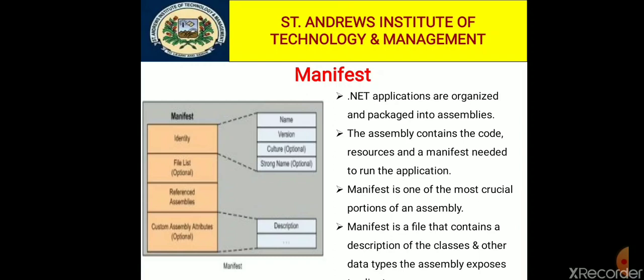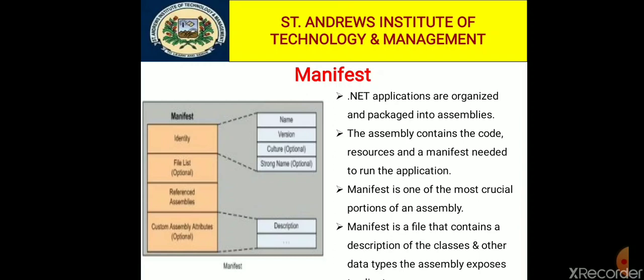Assemblies can be organized into a single file, in .exe or .dll, where all this information is incorporated into a single DLL or exe file. The manifest is one of the most crucial portions of an assembly. In fact, every assembly must contain a manifest. The manifest is a file that contains the identity of the assembly.